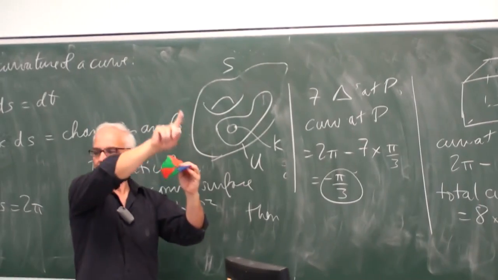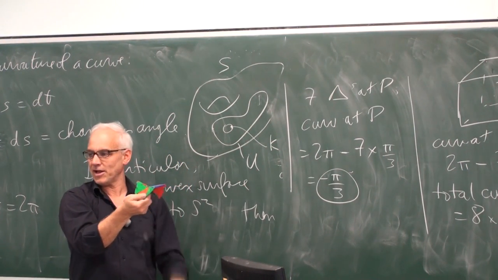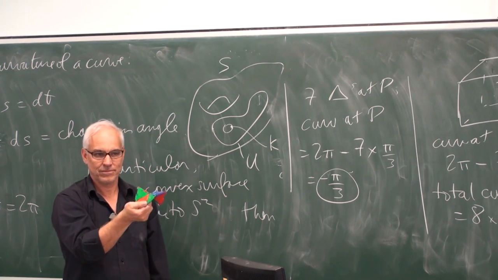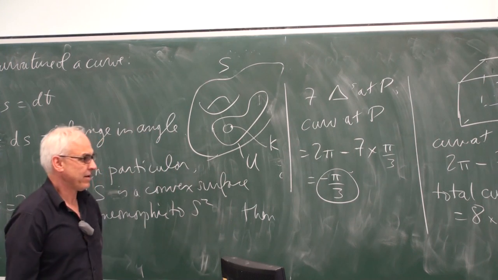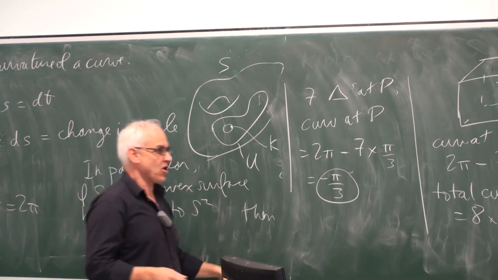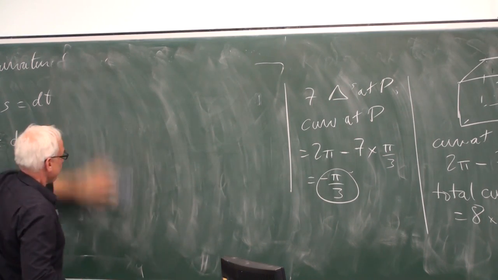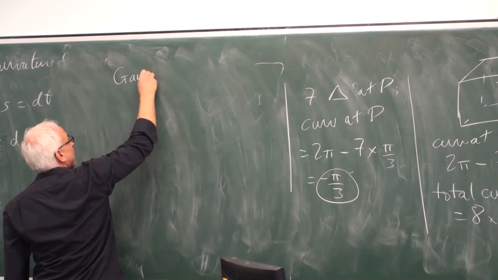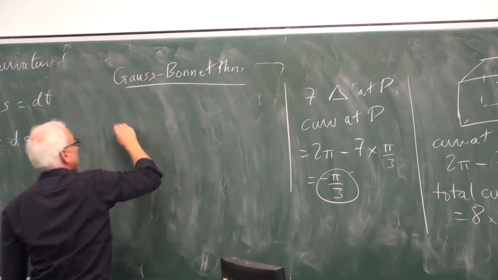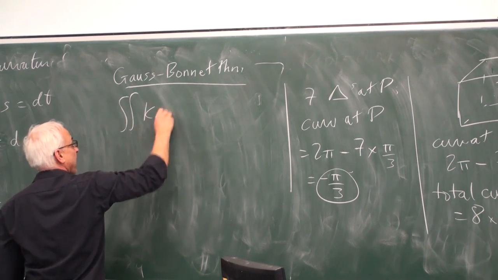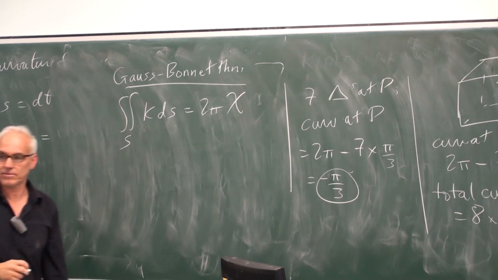There are principal curves going in one direction like this, and other principal curves going in the other direction like this. So in fact, Gauss's formula generalizes not just to convex bodies, but to more general ones. And I might just put the Gauss-Bonnet theorem. The total integral of k ds along a surface is 2 pi times the Euler characteristic.